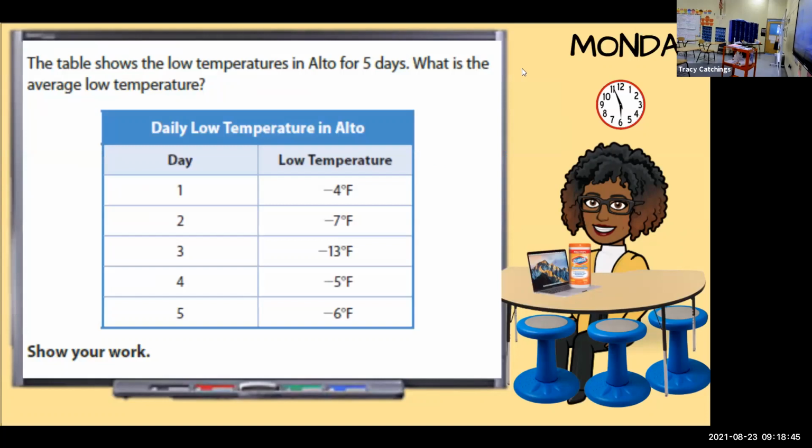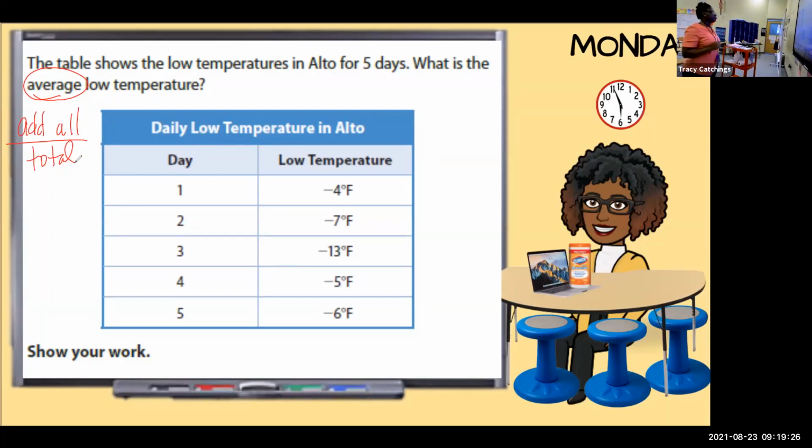All right, this question reads, the table shows the low temperatures in Alto for 5 days. What is the average low temperature? I see a key word, average. Who can recall what it means to find an average? Fifth, 6th grade, what does average mean? That's where we would add all the values and then divide by the total. Add all the values and divide by the total.